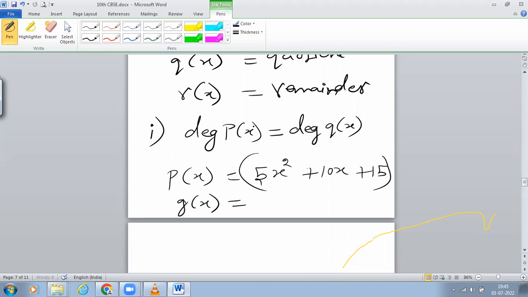If you want to form two polynomials where the dividend as well as the quotient have the same degree, then surely g of x, that is the divisor, should be a constant polynomial. That constant polynomial I'm going to take as 5, because here all the coefficients are multiples of 5. 5 ones are 5, 5 twos are 10, and 5 threes are 15. That is why I'm taking g of x as 5. Please write this.